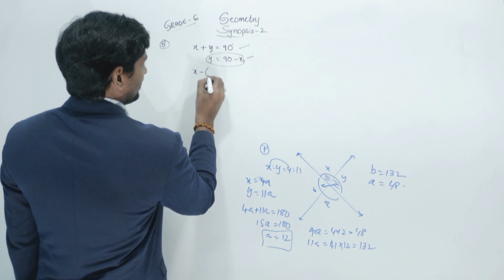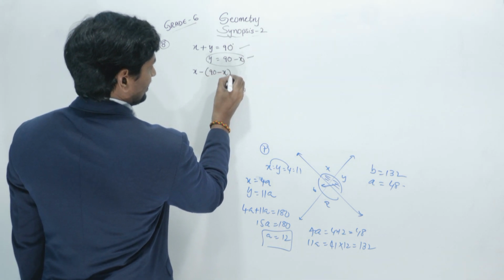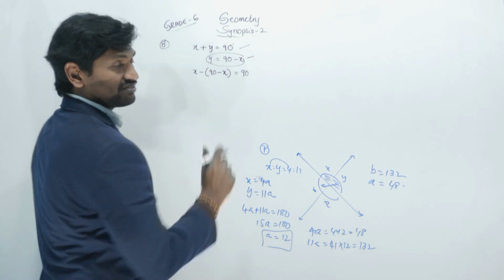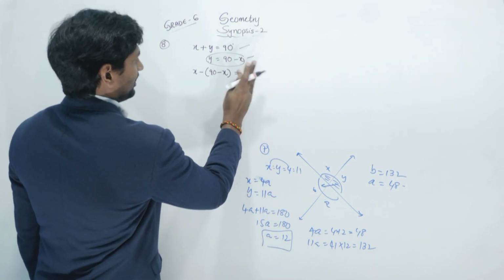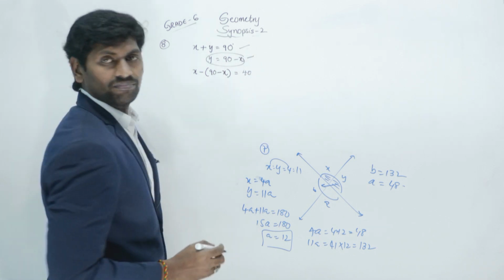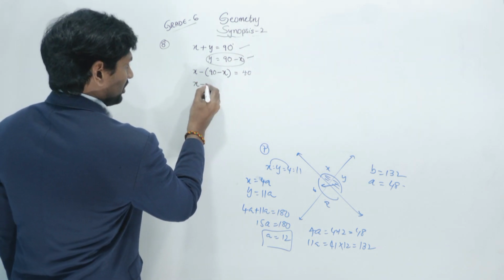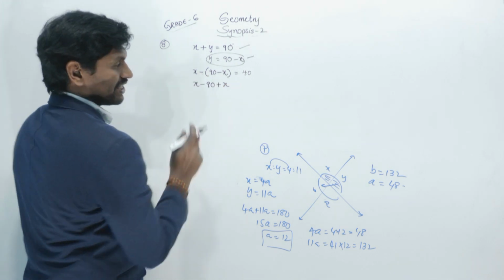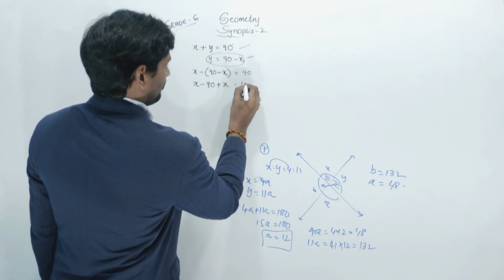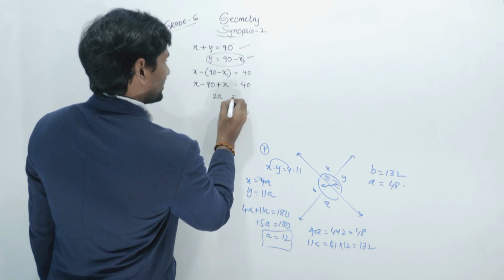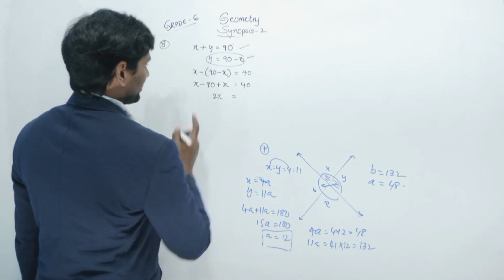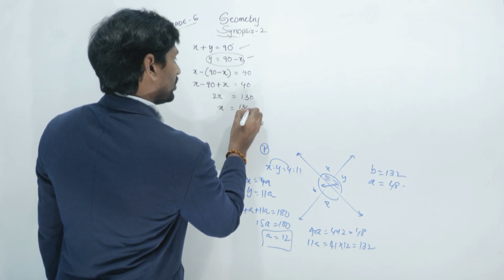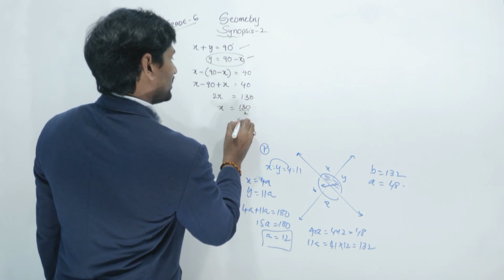So x minus (90 minus x) equals 40 degrees. First angle minus second angle gives 40 degrees. The difference is 40. Now minus 90, minus of minus becomes plus, so minus into minus becomes plus x: 2x minus 90 equals 40. So transposing minus 90 to that side becomes plus 90. 40 plus 90 is 130, x equals 130 by 2. So it is 65.